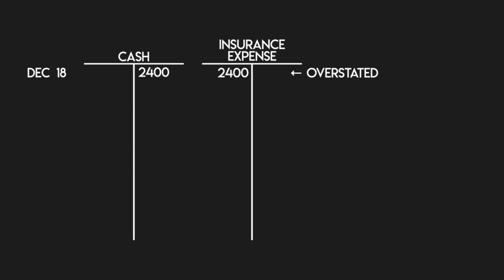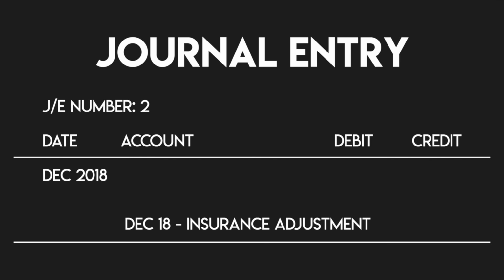Time for our first adjusting entry. I'm going to show you how to record a prepaid expense. We're going to need to post this one into the December 2018 accounting period before it gets closed for good. Our insurance expense account is overstated by $2,400, so our adjusting journal needs to clear all of this out. Last time we debited the account, so this time we need to credit the insurance expense account by $2,400.